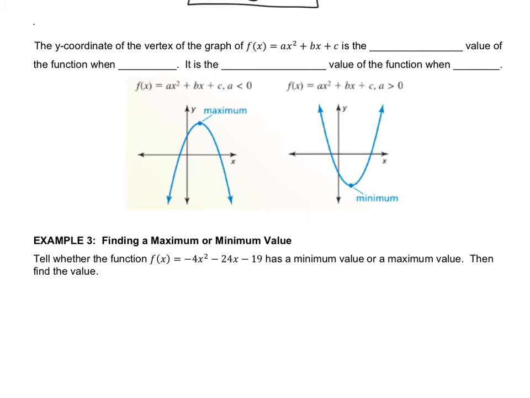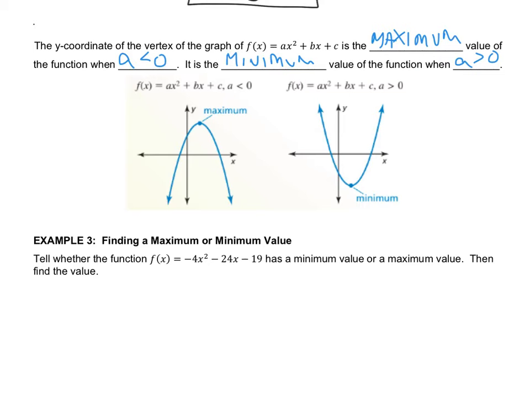Now we have these 2 new vocabulary words called maximums and minimums. The y-coordinate of the vertex, just the y-coordinate of any point, is called the maximum value of the function when a is less than 0. It is called the minimum value when a is greater than 0.